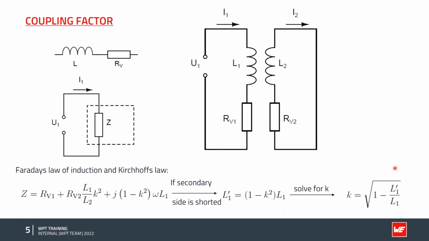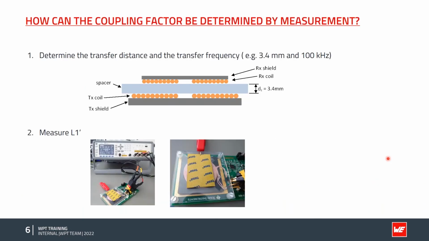So we can easily solve for k, which is this formula. Now we can use this formula, only we have to measure the short circuit inductance and the self-inductance on the primary side. And then we can determine the coupling factor. So how can we do this? How can the coupling factor be determined by measurement?